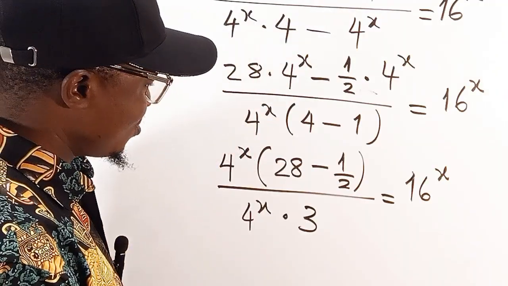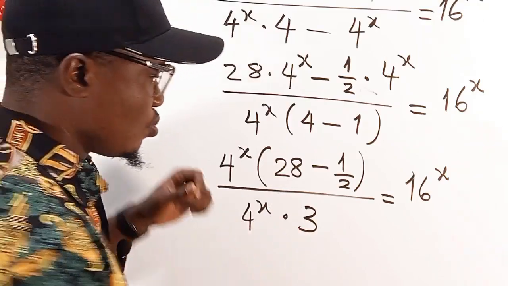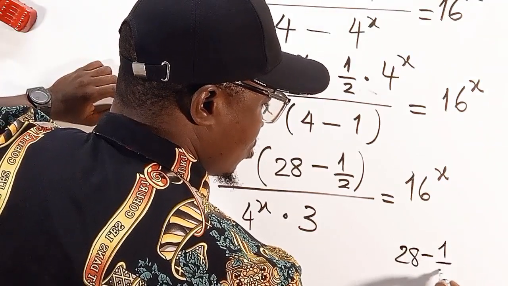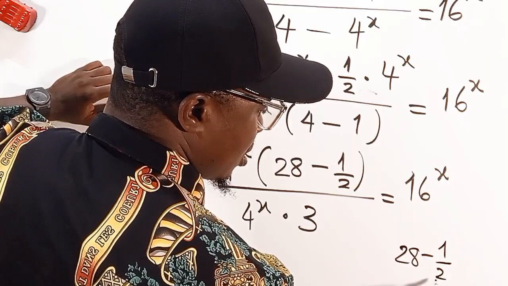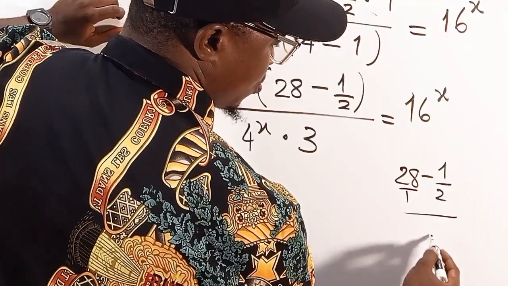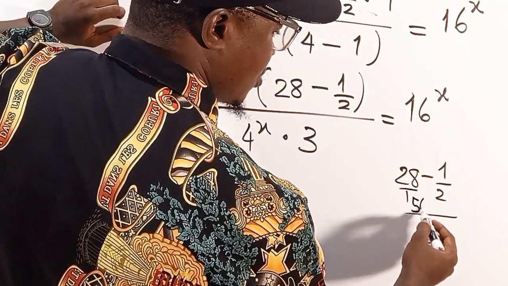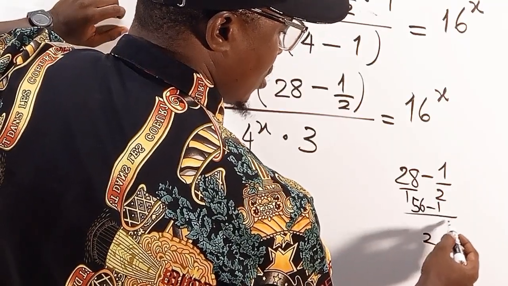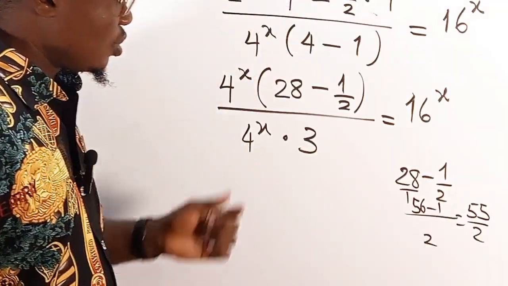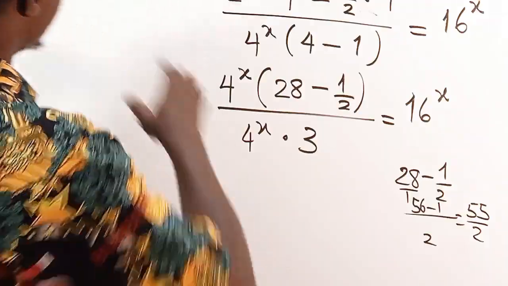Now, the next thing we're going to do. So let's see, 28 minus 1 over 2. So 28, take away 1 over 2, you write it as 2 over 2, 1 times 2 is 2. 2 times 28, we have 56, take away 1. So we're going to have 55 all over 2. So therefore, everything here will be 55 over 2.